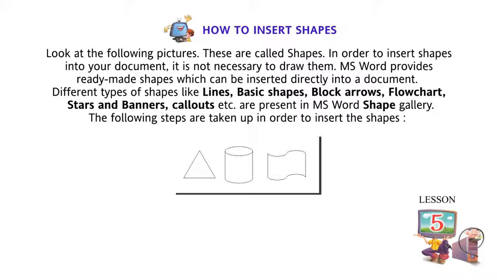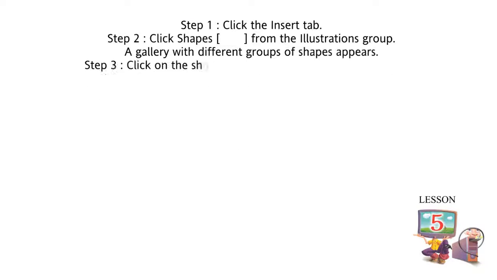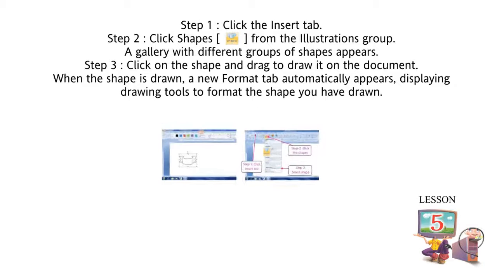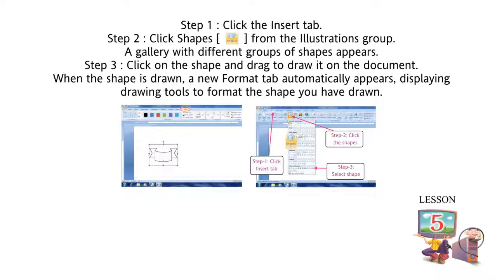The following steps are taken in order to insert the shapes. Step 1. Click the Insert tab. Step 2. Click Shapes from the illustration group. A gallery with different groups of shapes appears. Step 3. Click on the shape and drag to draw it on the document. When the shape is drawn, a new Format tab automatically appears, displaying drawing tools to format the shape you have drawn.